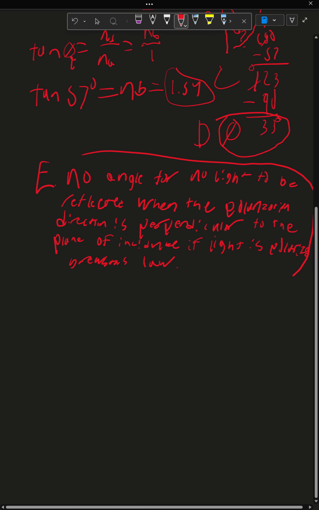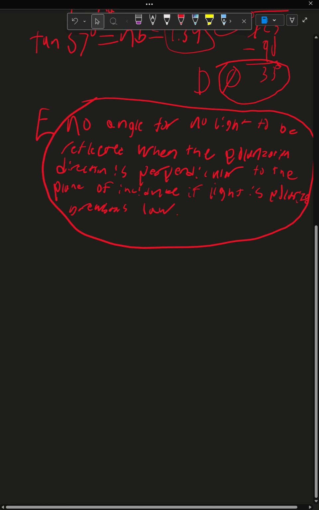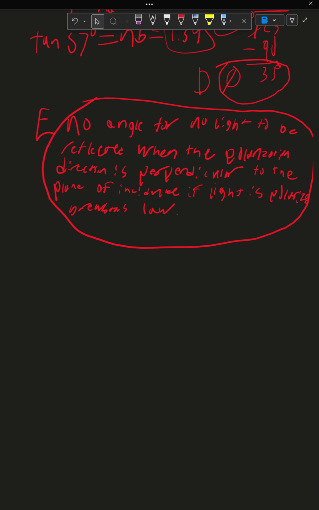All right, so for F, it's asking if the polarization direction is in the plane of incidence, is there an angle of incidence for which no light is reflected from the glass? So since the polarized light is parallel, yep, it's in the plane of incidence. Is there an angle of incidence at which no light is reflected from the glass? So this pretty much is the same formula as before. Since this light is polarized, now there's no reflection.